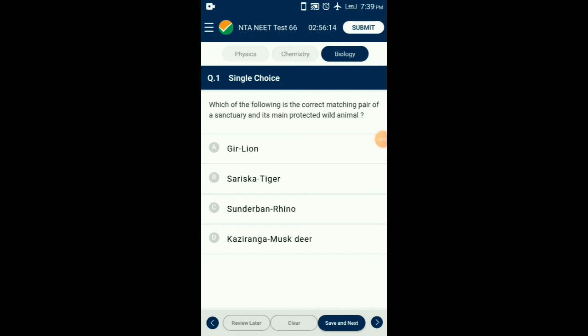Question number 1. Which of the following is the correct matching pair of the sanctuary and its main protected wild animals? Gir forest is important for protecting lion. So the answer for this question is option A, Gir lion.